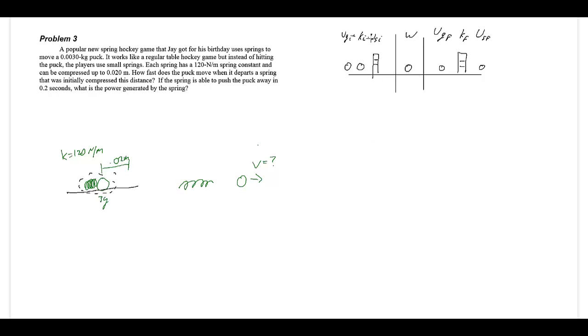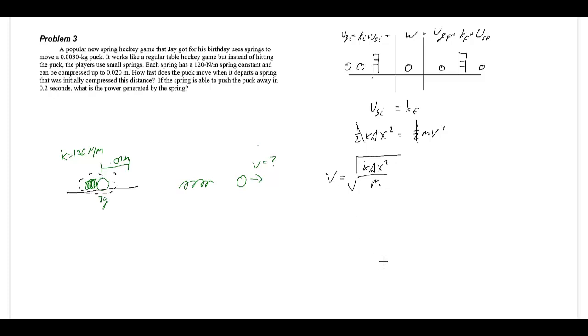So using our bar chart to write out the equation, we get U_s initial is equal to K final, which means that we got our equation 1/2 k delta x squared is equal to 1/2 m v squared. Solving for v, we can multiply both sides by 2, which cancels out the 1/2. So we get k delta x squared over the mass, and the square root. So this is going to give you your final velocity.